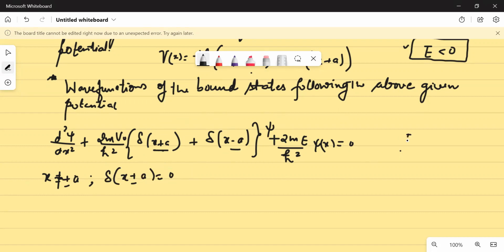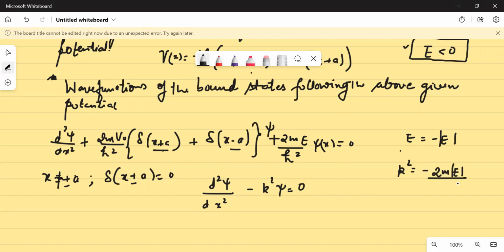And already we know that the energy is negative, so the energy can be written as minus modulus of E, and all those things will give us d squared psi upon dx squared minus k squared psi equals 0, where k squared is 2m modulus of E upon h bar squared. Now we know that the solutions to this differential equation can be of this type: either e to the power kx, or e to the power minus kx.